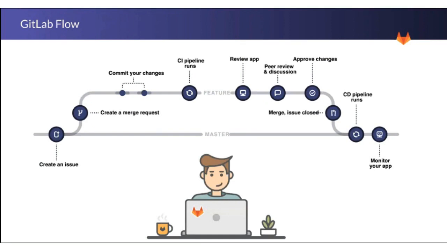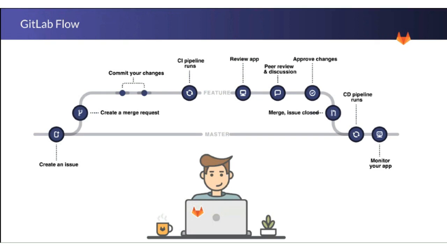Here is the GitLab flow. Generally, if you have a project, you want to split it down to smaller parts called issues. You create an issue or a ticket. You create a merge request for it. Then you commit your changes. Once you do so, CI pipeline runs automatically. Then GitLab will spin up a review app for you. That would be a live environment for your application that the stakeholders can check out, interact with it, and see if it's any good.